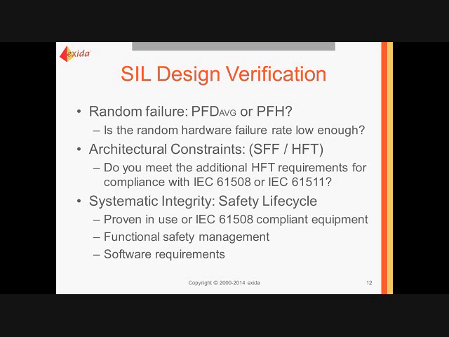So from 61508 point of view, there's proven in use, which means that if you have used or developed and designed a piece of equipment that's been used in many stations in the same application, but has not suffered any dangerous faults or dangerous failures, then you can provide a proven in use justification. But that does rely on you having very good field return data, and usually with manufacturers, this is not just warranty returns, it's actual field failure data. You need to have good field failure data to be able to be compliant.